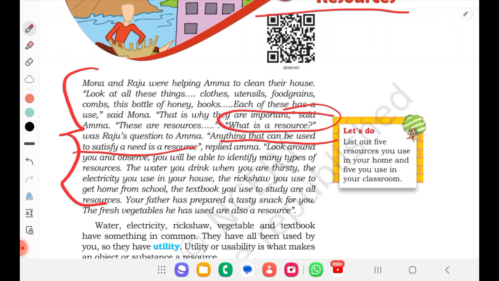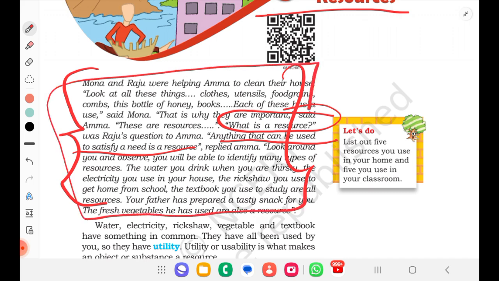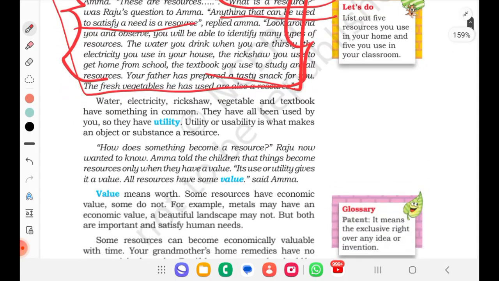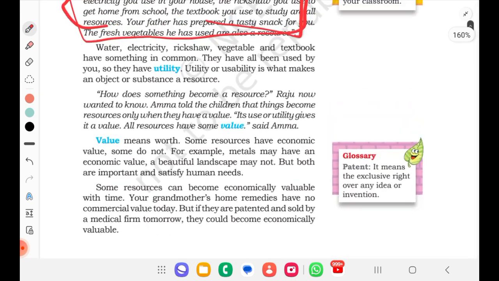A resource is something which will satisfy our need. It can be anything. It can be electricity, it can be water, it can be vegetables. Anything which will satisfy our needs is a resource. So this is the summary of this paragraph. We'll read till here.